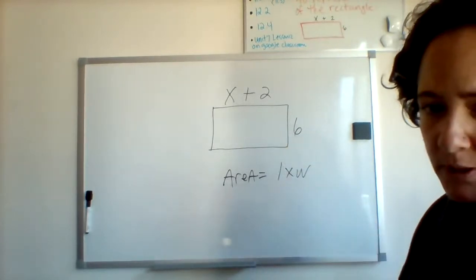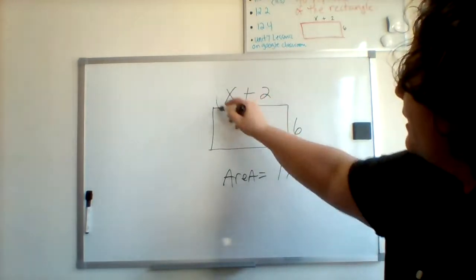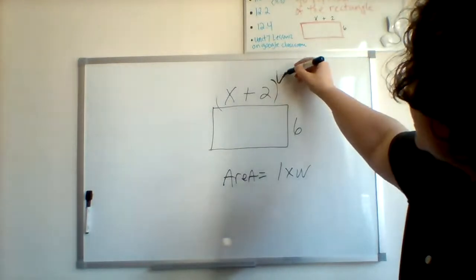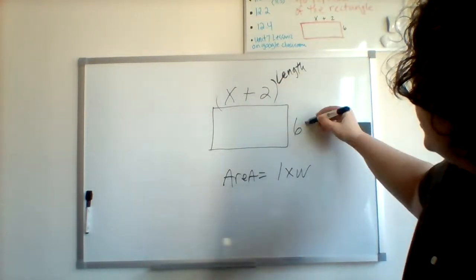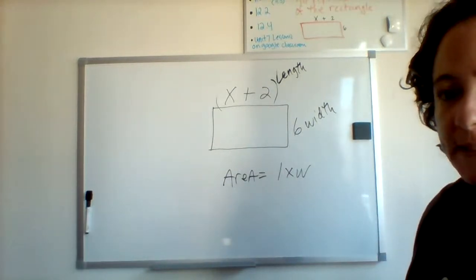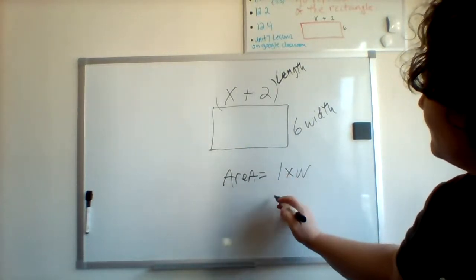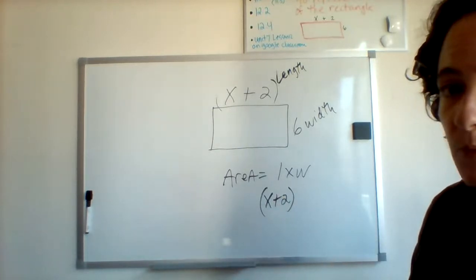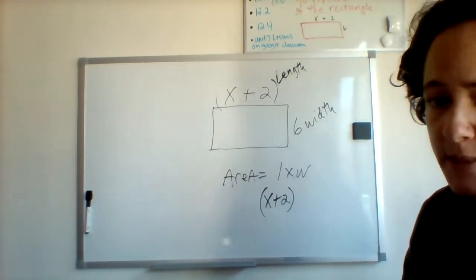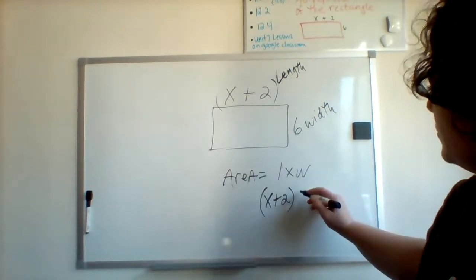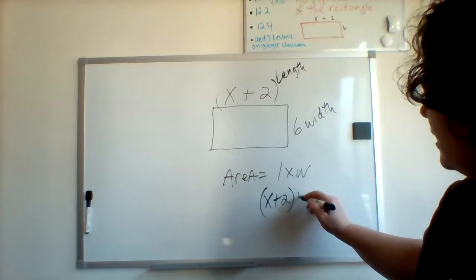Okay, cool. That's good. X plus 2. If that represents our length, and I'll put the label up here, this is our length, which means this would have to be our width. Let's multiply them like it says to. Let's take X plus 2 as a sum. Okay, they're a pair. They don't get separated yet. Good. And then we'll multiply it by 6.